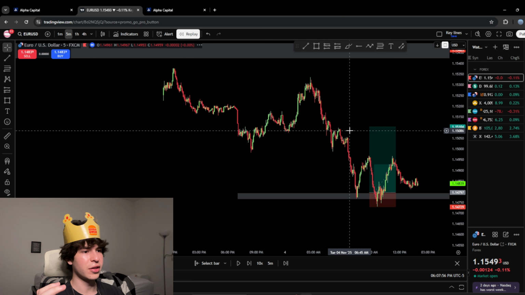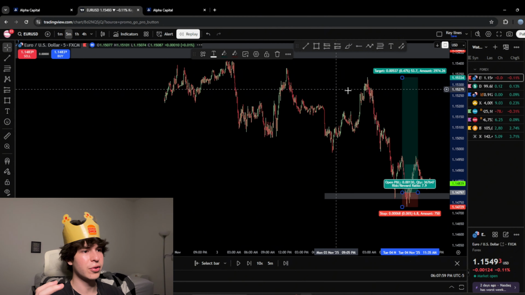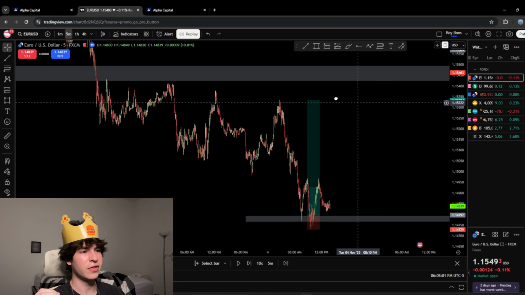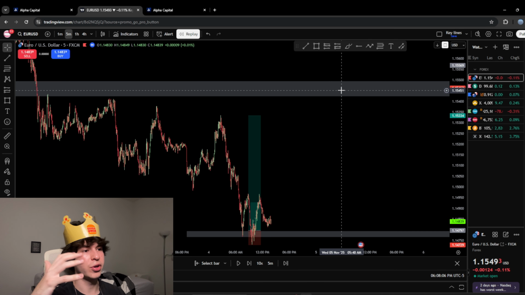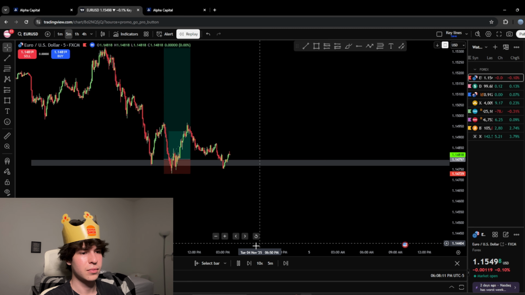So I would probably be looking to take this back up here at least because it makes sense for price to retest this zone, right? If this is going to become the new thing, because as we know, when price breaks through this previous support, it tends to become resistance.